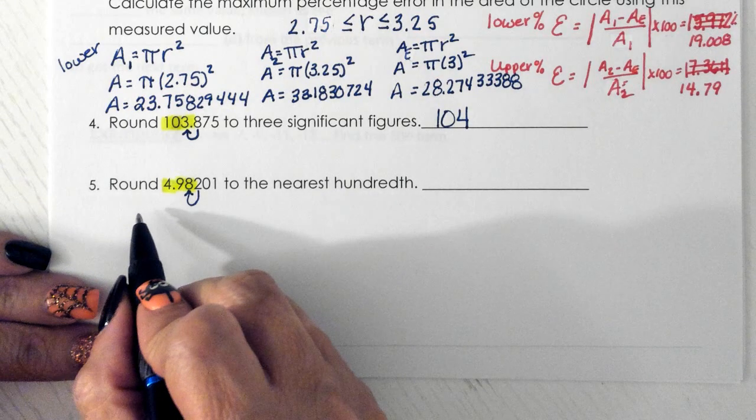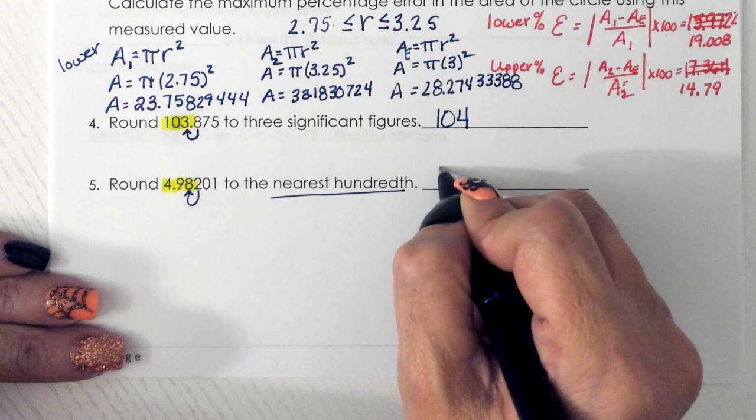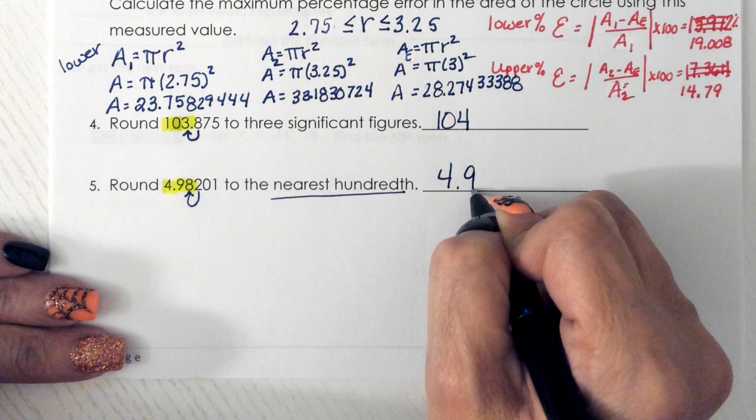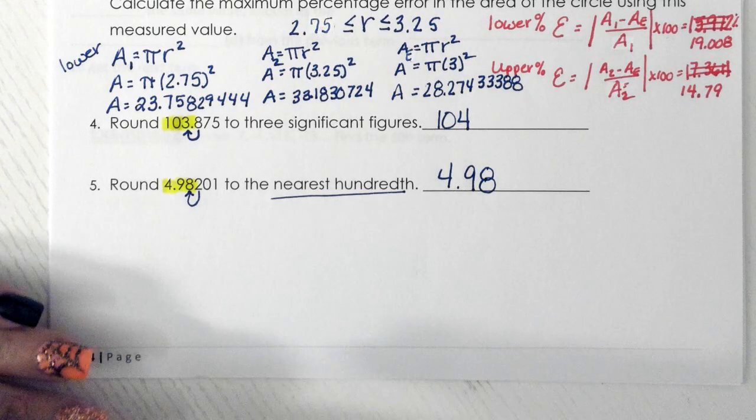Oh, sorry, this says round to the nearest hundredth. Well, that's where I'm at. So 4.9 is the tens, 8's in the hundreds, and the 2 does not change the 8.